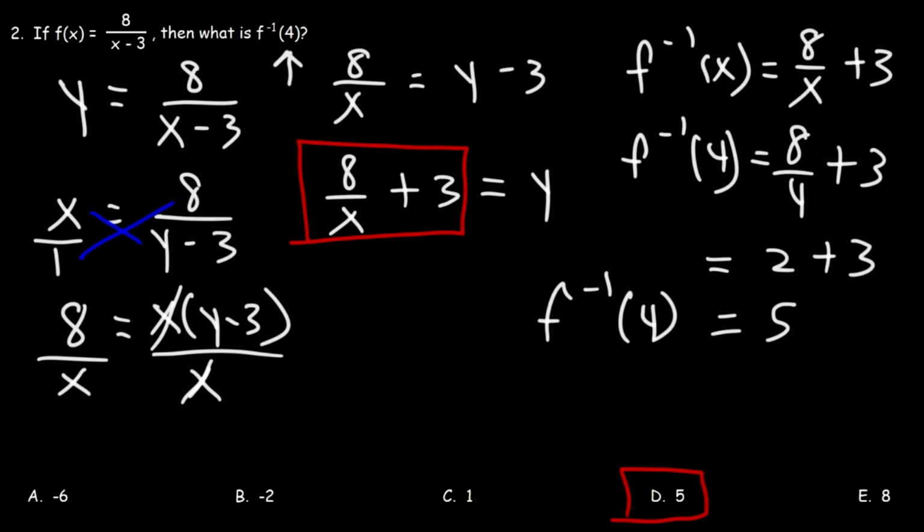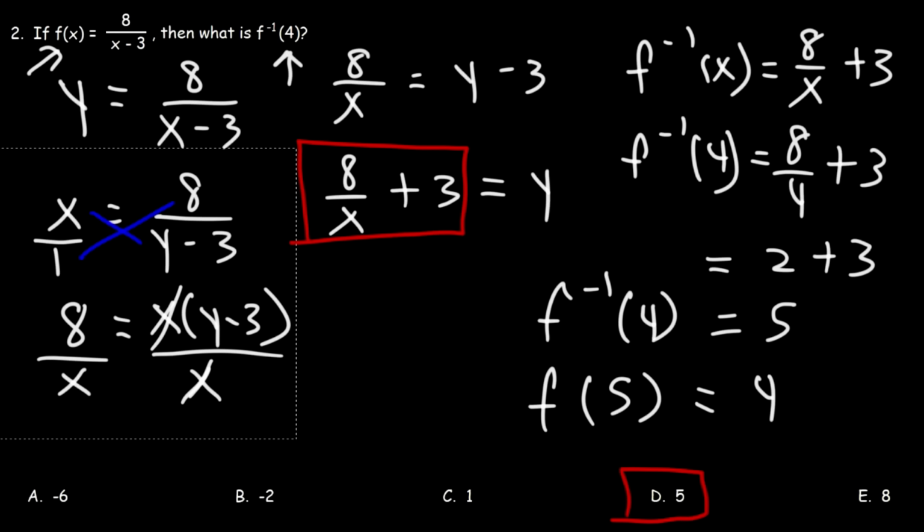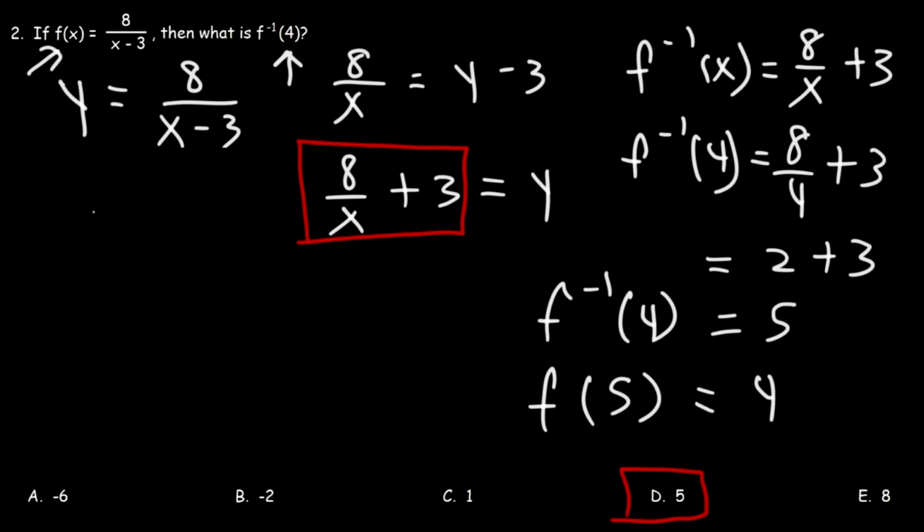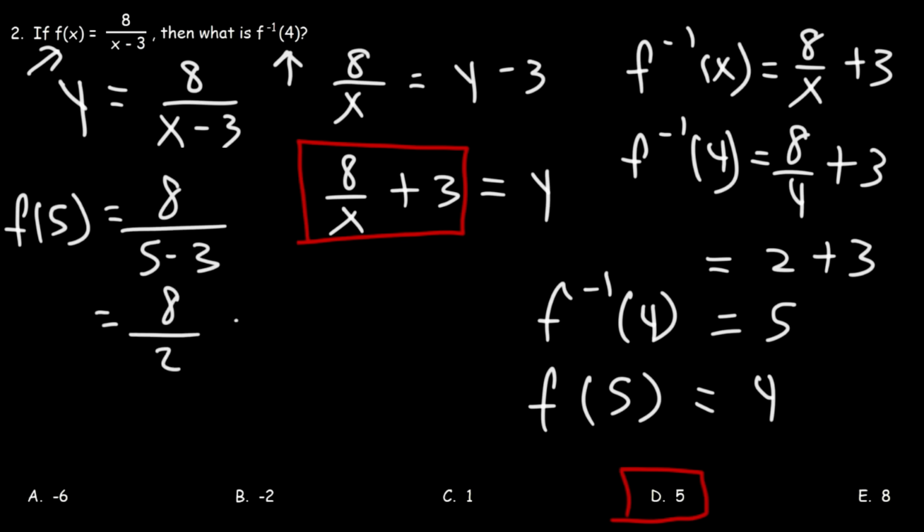Now, if you want to check your work mentally, here's what you can do. If f inverse of 4 is 5, then the original function f of 5 has to be 4 because we switched x and y. So let's plug in 5 into this function and let's make sure that we get 4. So f of 5 is going to be 8 over 5 minus 3. Now 5 minus 3 is 2. 8 divided by 2 is 4. So we can see that indeed f of 5 is equal to 4.